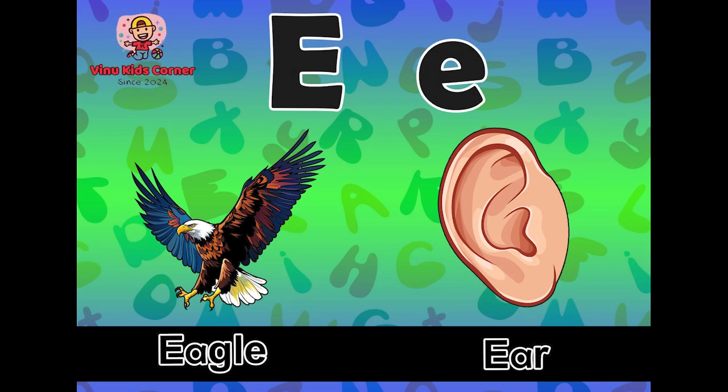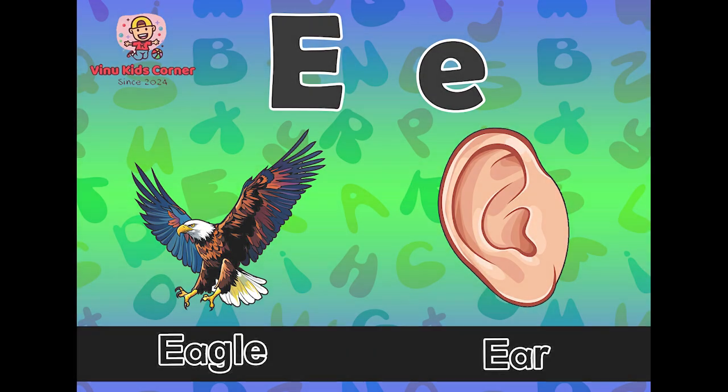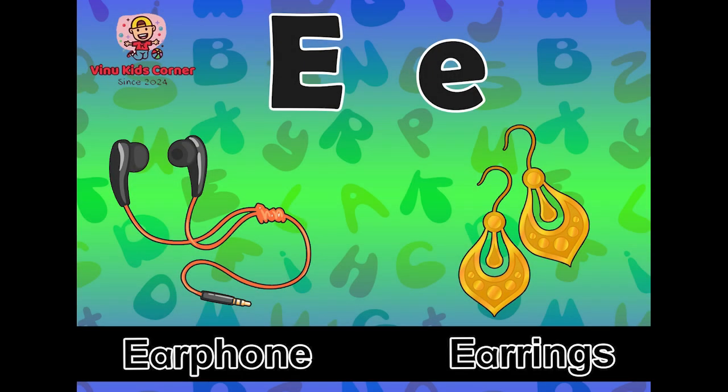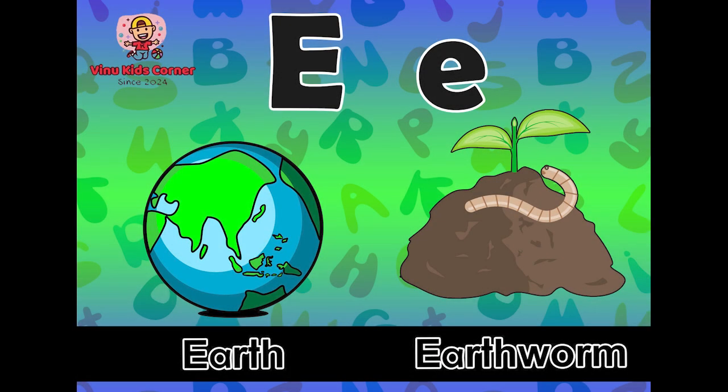E is for eagle. E is for ear. E is for earbud. E is for earmuffs. E is for earphone. E is for earrings. E is for earth. E is for earthworm.